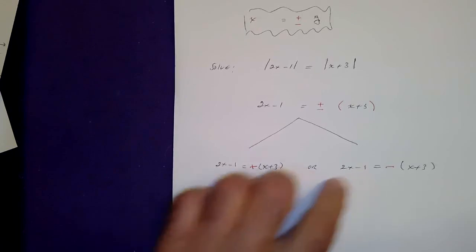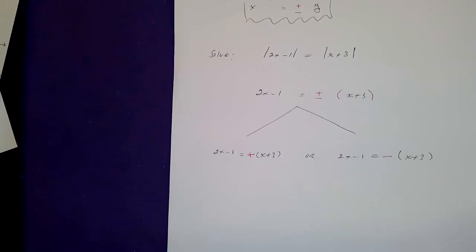So now try to solve these equations for x and box your answers. The first one is easy. 2x minus 1 is equal to x plus 3. So that will be x is equal to 4. Is that right?